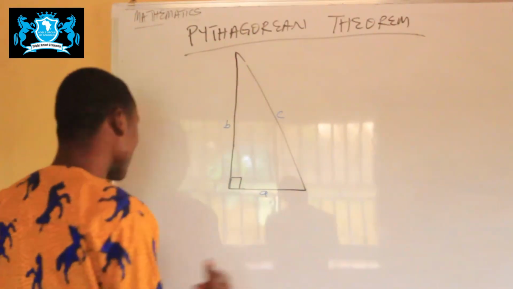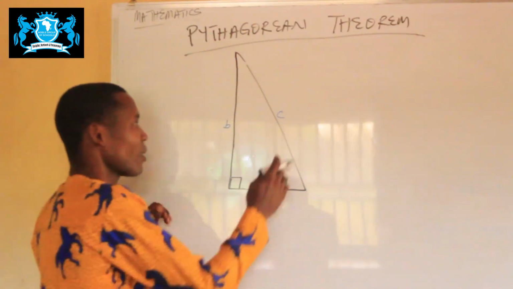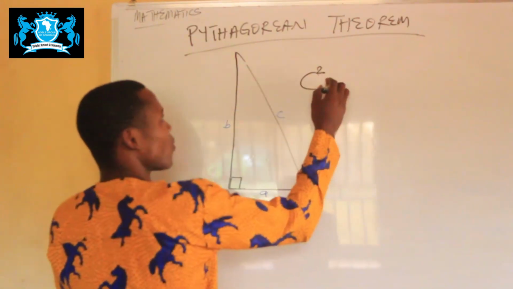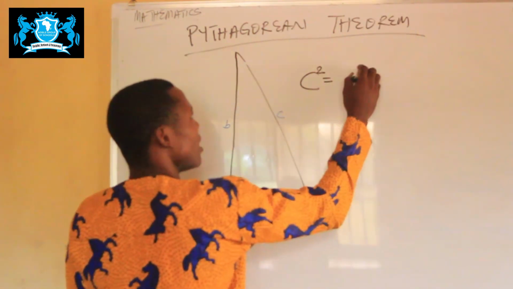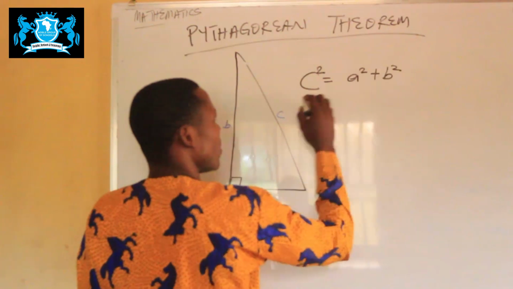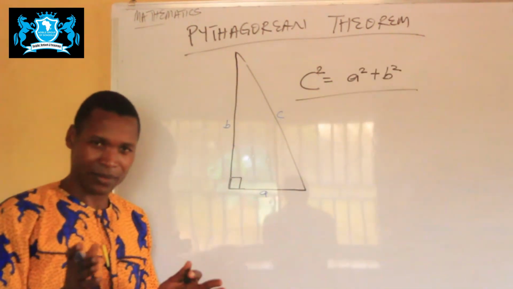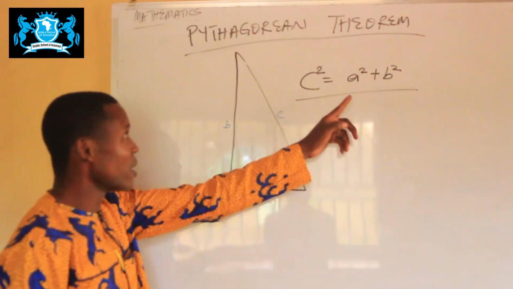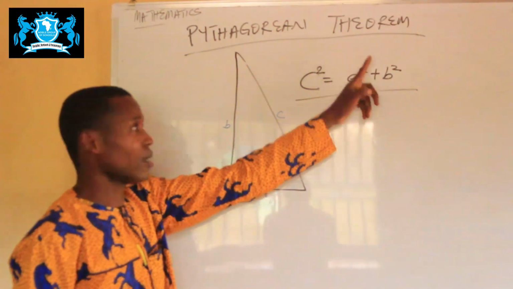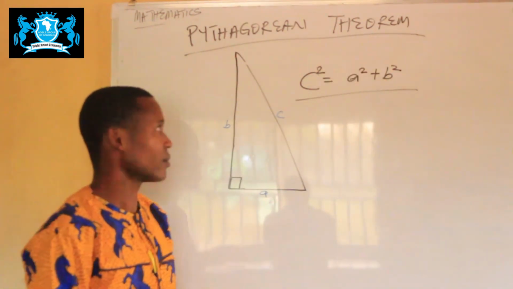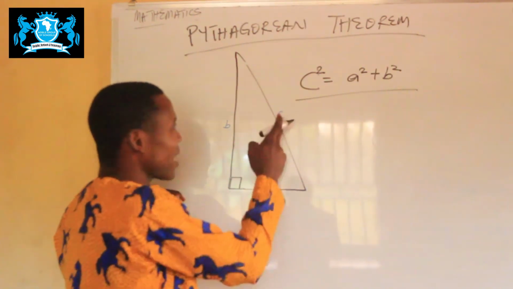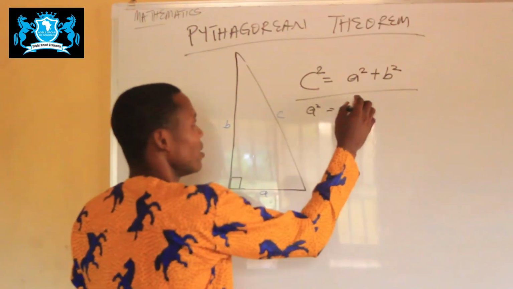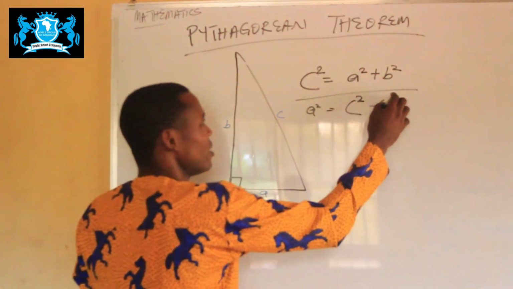Pythagoras, began to do some research and he found out that to find the hypotenuse c, c squared will be equal to a squared plus b squared. This is the simple Pythagoras theorem. That is, for you to find c, it will be the square root of a squared plus b squared. That also shows that if you are given c and not a, how do you find a? It will be c squared minus b squared.